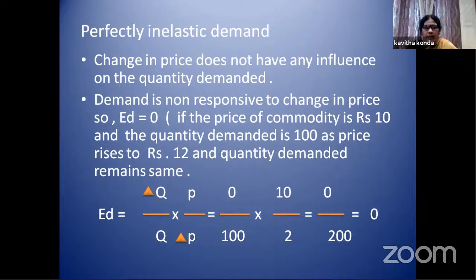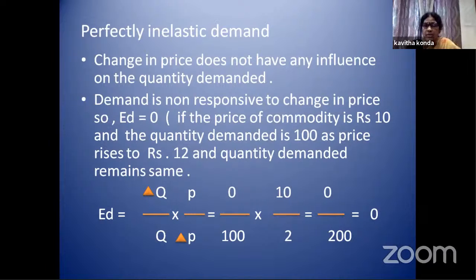It can be represented by delta Q by Q into P by delta P. I told you that delta Q means the change in the demand, and Q means the original, initial demand. The quantity demanded is 100. There is no change, so the change in quantity demanded is 0, by the initial demand of 100. The first price is 10, and delta P is 2, which means the price increased from 10 to 12. So 12 minus 10 is 2. Here 10 by 2, which shows 0 by 200, it is 0. It means ED is equal to 0.